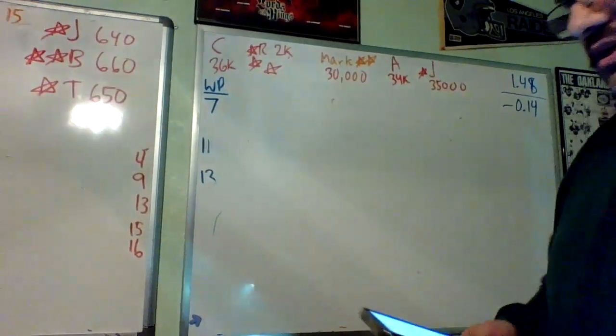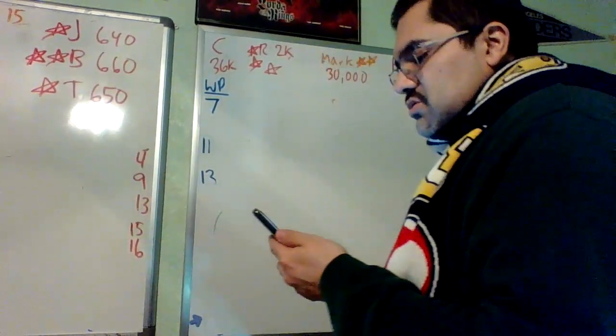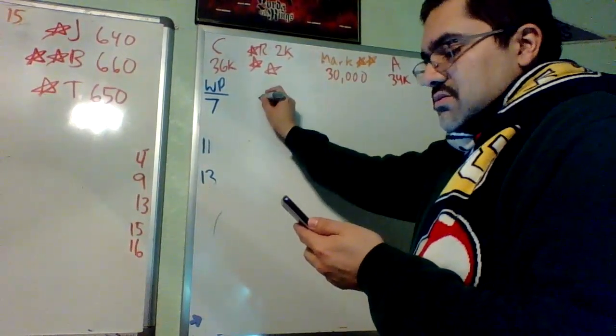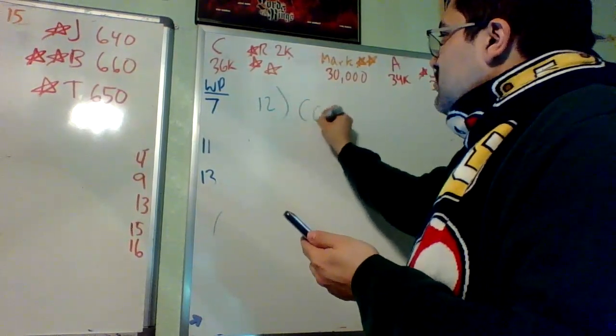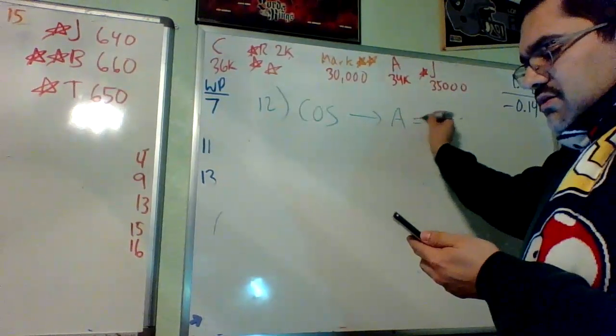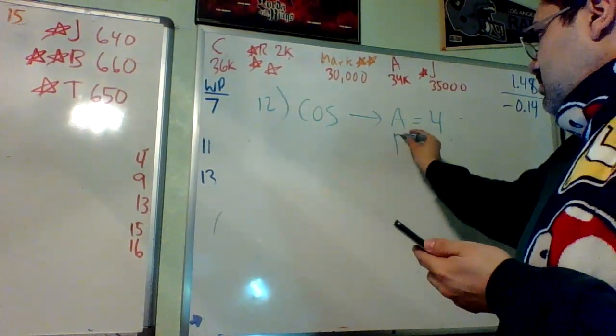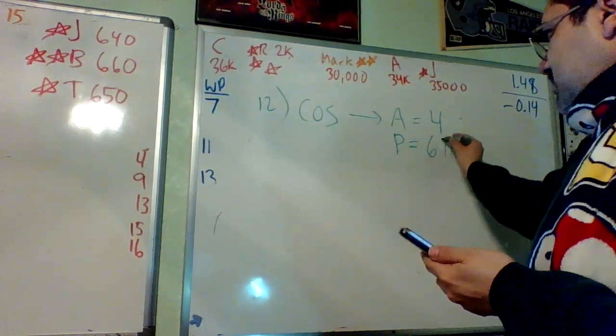So number 9 says, which equation represents the cosine function with an amplitude of 4? So again, we want a cosine. We want the a to equal 4, and we want the period to equal 6 pi.